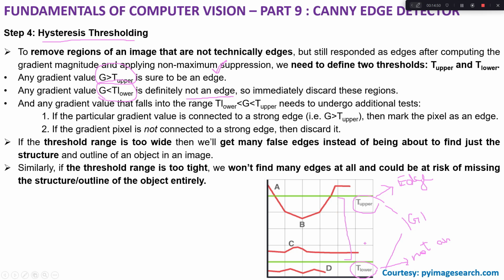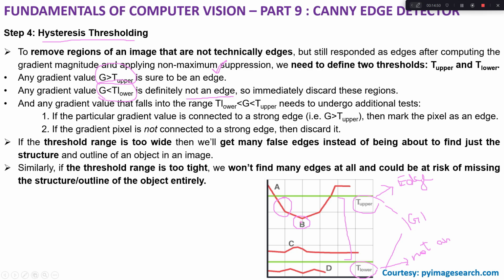In that case, what do we do? We are going to apply a condition here. There will be some pixels with a gradient magnitude between T upper and T lower. For example, if I take B, where the gradient magnitude lies between T upper and T lower, how do we decide whether this pixel is an edge or not? We look at the neighbor. If my neighbor is an edge, then I also should be an edge.